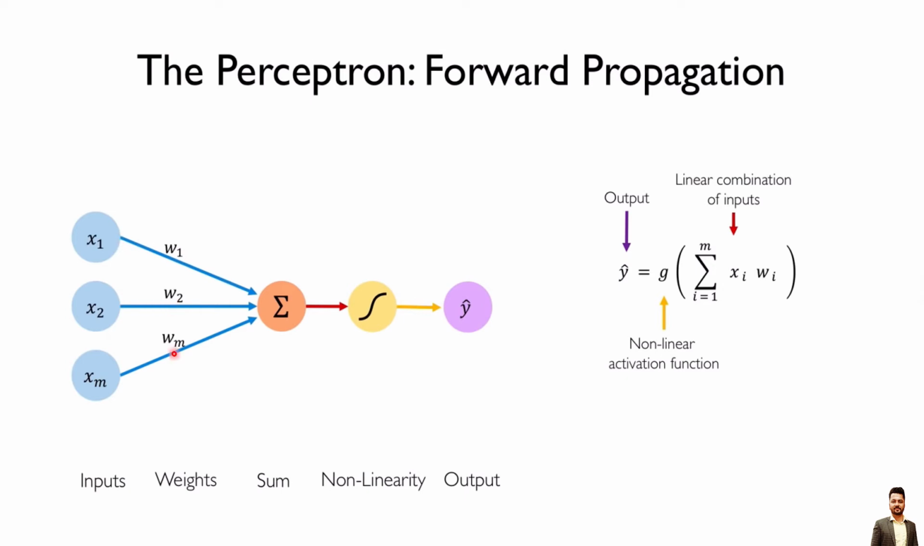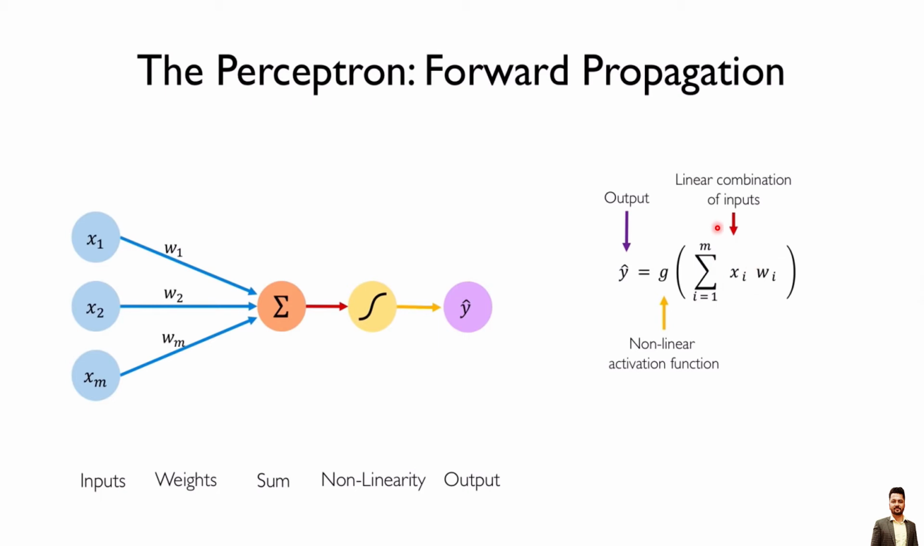w2 up to wm. All of them will be summed by doing the multiplication of x1 into w1, x2 into w2, up to xm into wm. All of them will be summated. After the summation is done, we will be applying a nonlinear function. In this yellow circle you can see this line, which is a nonlinear function, and based on this we will get some output. Corresponding to this we have a formula, y hat equal to g of summation of i equal to 1 to m xi wi.